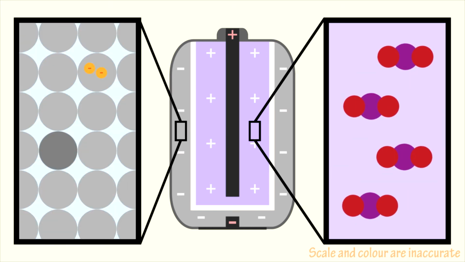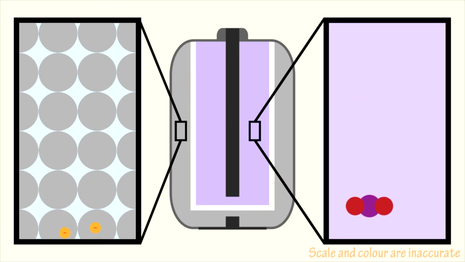Eventually, all of the zinc atoms have ionized and all of the manganese dioxide has been used up. This causes the battery to run flat. However, if you have a rechargeable battery, you can undo this.